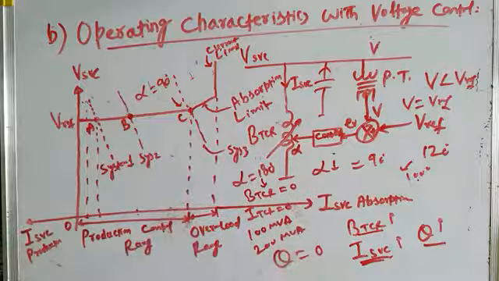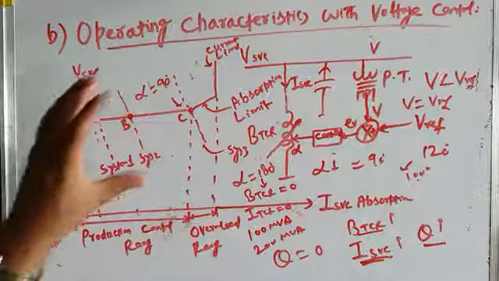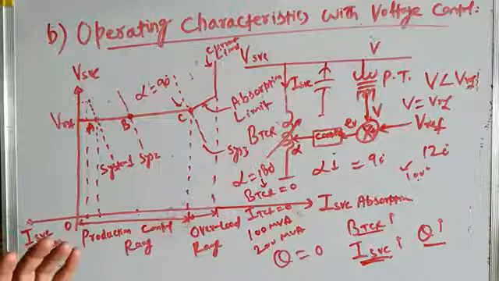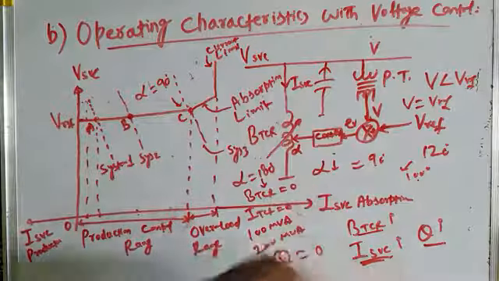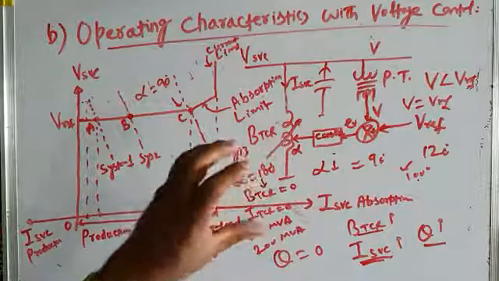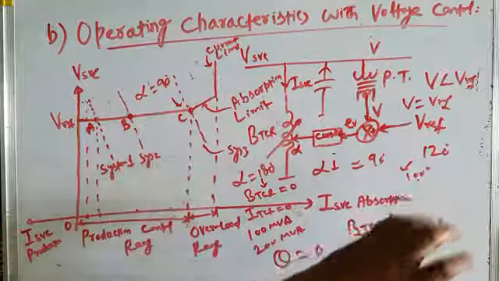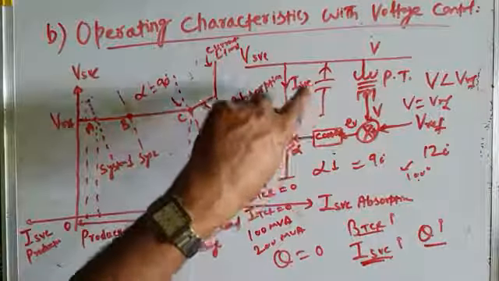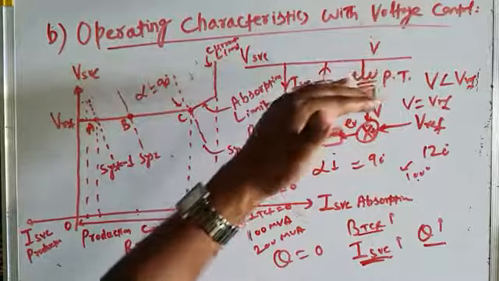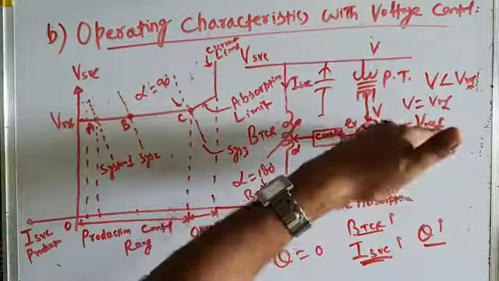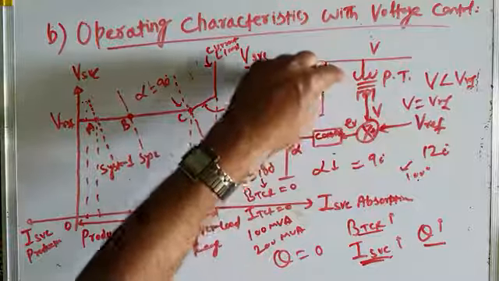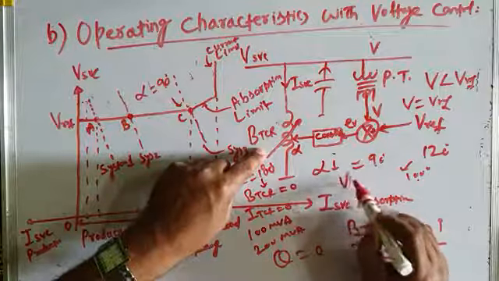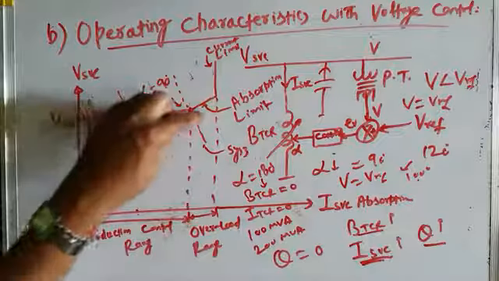So this explains the operating characteristic of TCR with voltage control. Generally, a TCR is operated in this manner along with a TSC. If the load is drawing reactive power, load power factor is lagging, then the capacitor bank or TSC generates reactive power and injects it into the transmission line, and if that reactive power is more than the reactive power required by the load, a part of it will be absorbed by the TCR in such a way that V is always maintained equal to Vref along this line.